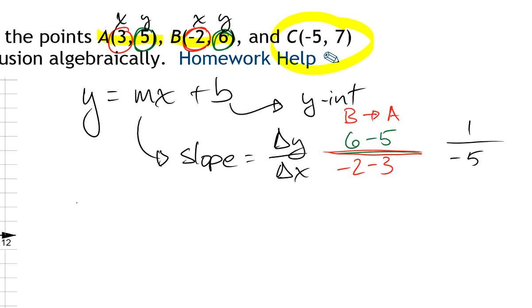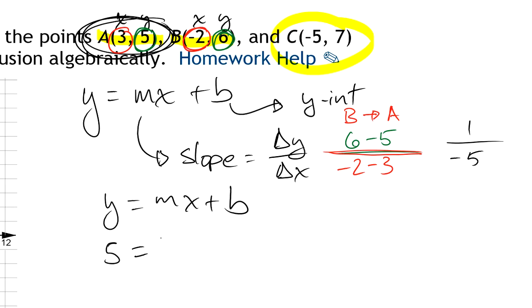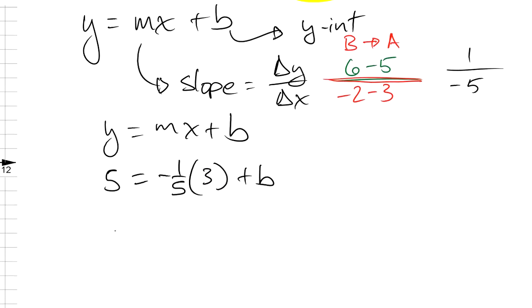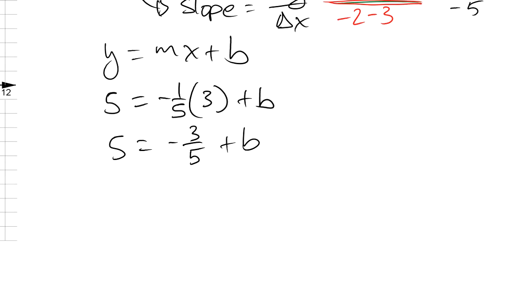So I'm thinking of this equation again, y equals mx plus b, and I'm going to use my first point, point A. Point A had a y value of 5, so I'm going to write 5 where y is. I had a slope of negative 1/5, and x had a value of 3, and then I'll write the plus b. So this is interesting. 5 is equal to negative 3/5 plus b. So on each side I'm going to add 3/5.